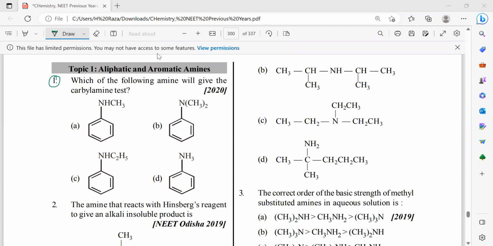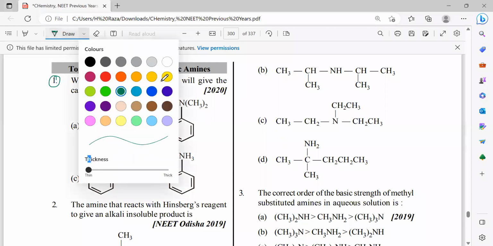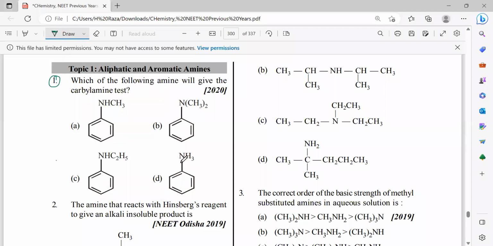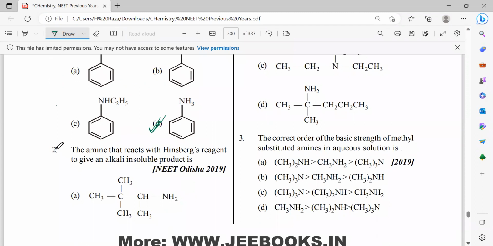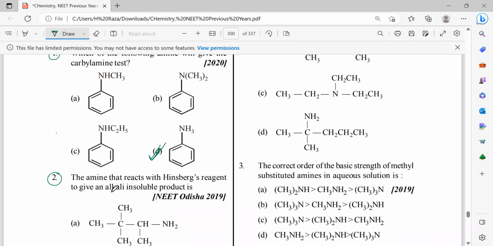So it's very easy, as you can see. Which of the following? This is your aromatic, so this will be your answer. Question number 2 is very easy. We just studied about this. The amine that reacts with Hinsberg reagent to give an alkali insoluble product is. What do you think? Please do let me know.